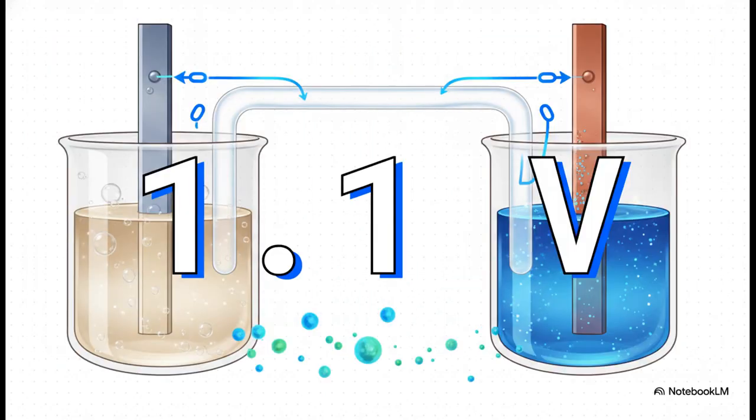Take the legendary Daniels cell, for example. In this classic setup, a solid zinc anode naturally oxidizes, leaving behind electrons, while copper ions in a completely separate solution happily absorb those electrons to form solid copper. The difference in their natural desire for electrons creates a steady, highly reliable push. And if the concentrations of zinc and copper ions are perfectly equal, exactly 1 molar, this cell generates precisely 1.1 volts.